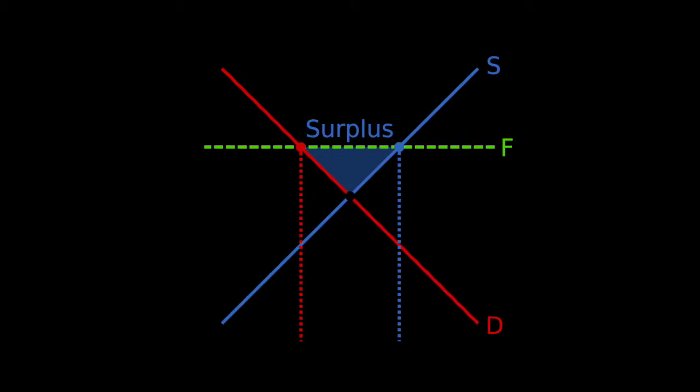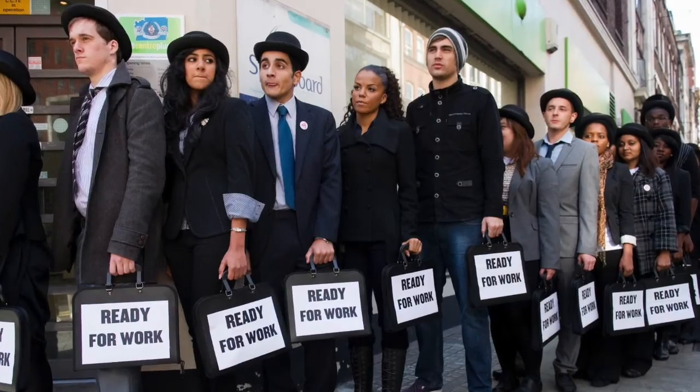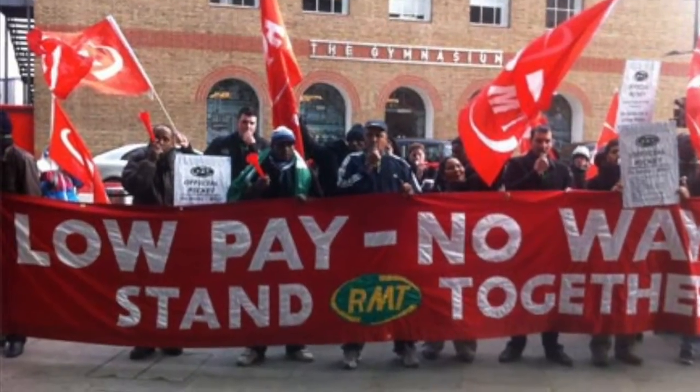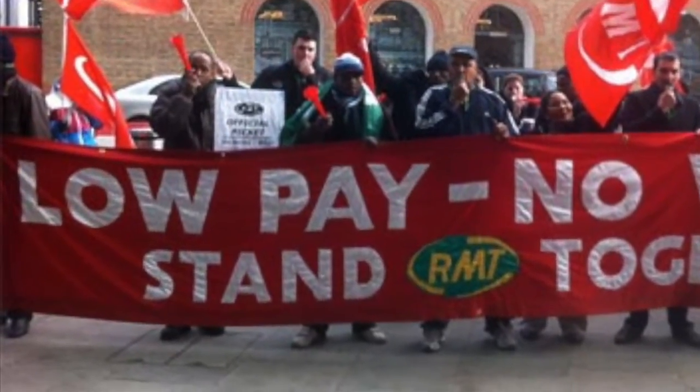So, in conclusion, a price floor is a price set by law that is above the market price. They will often create a surplus, otherwise known as unemployment in the case of minimum wage. And whenever they are instituted, people will argue for or against them, just like in the case of minimum wage.